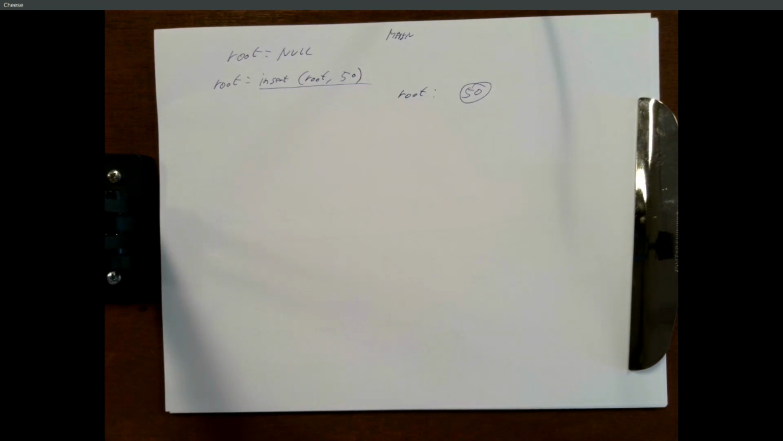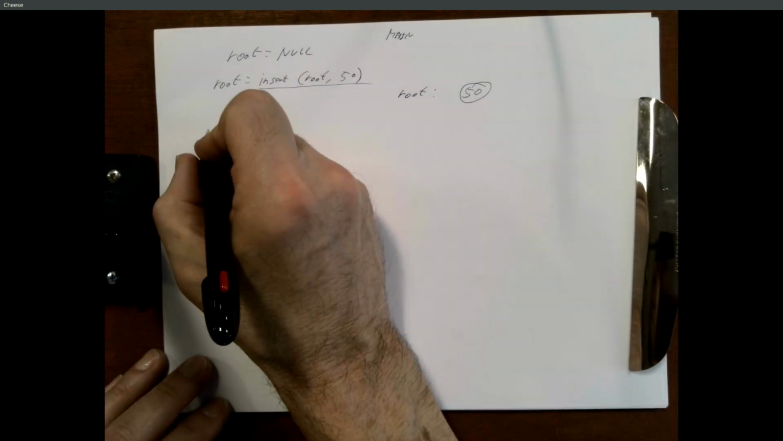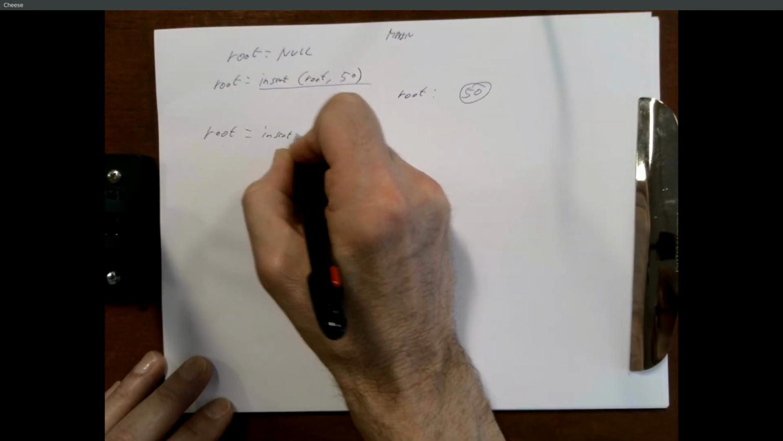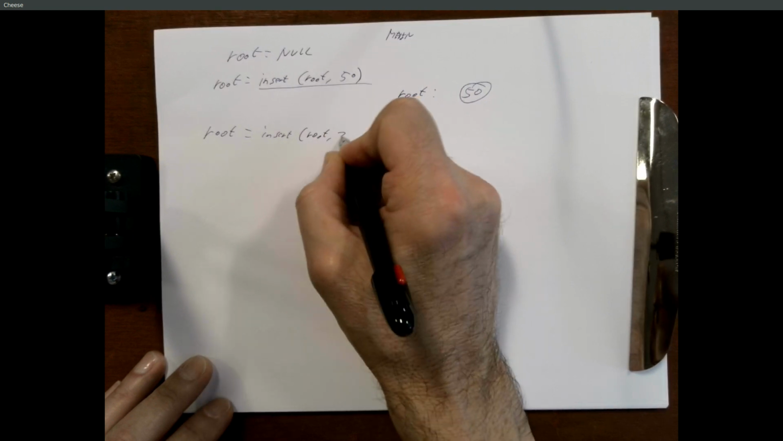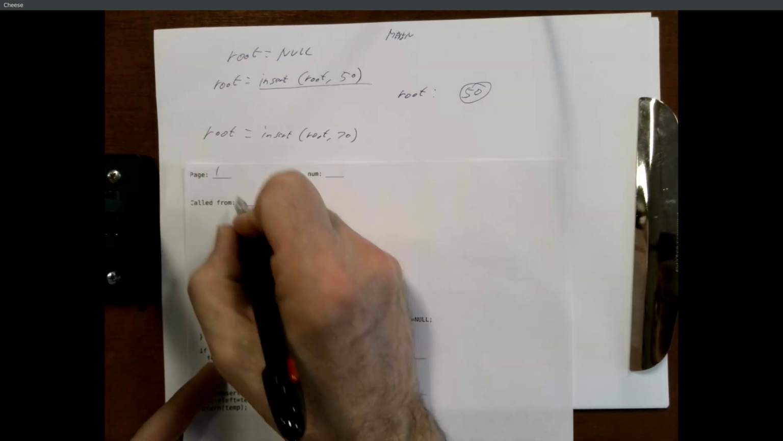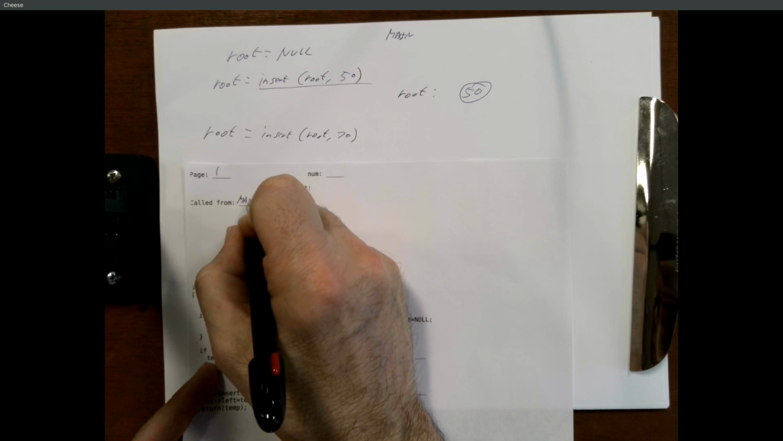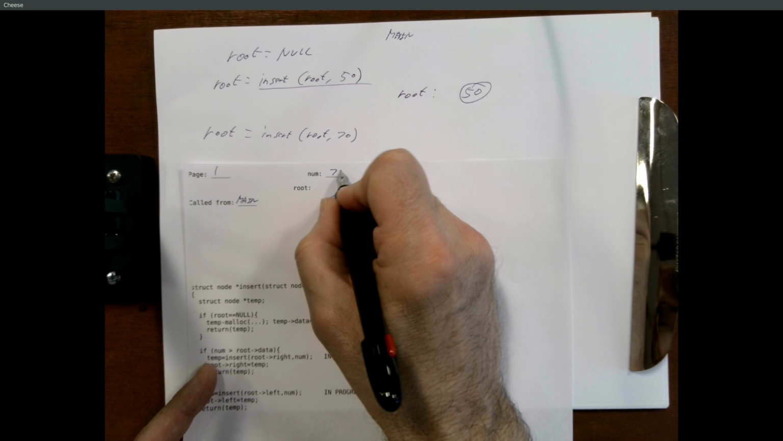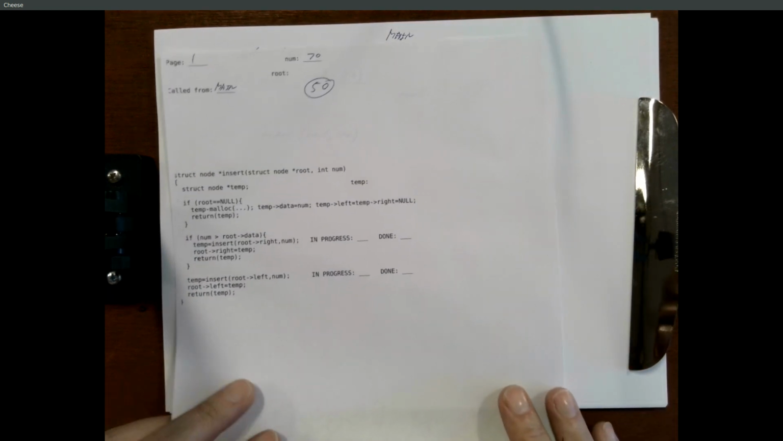Okay, that worked fine, not too startling. Let's insert something. Let's insert a 70 into this tree. So we're going to make a call. This is page 1. It's called from main. We're calling it with root looking like this, and our number we're inserting is 70.